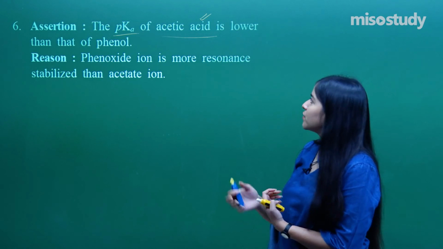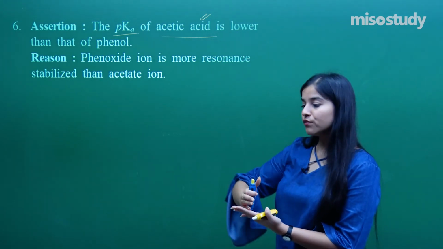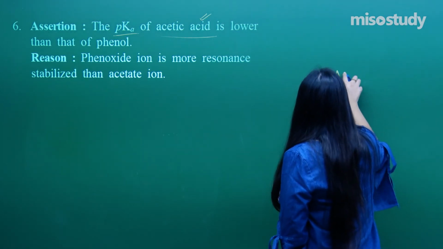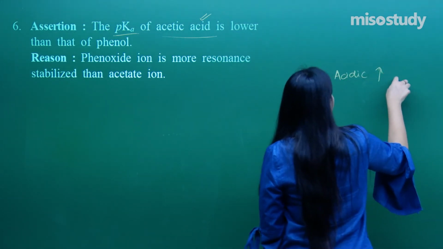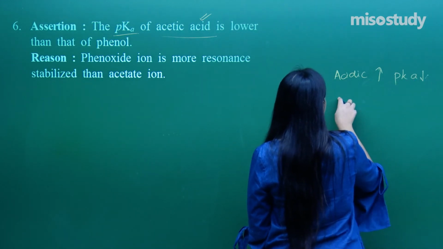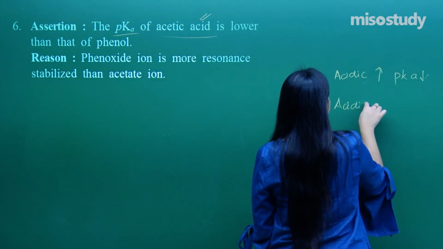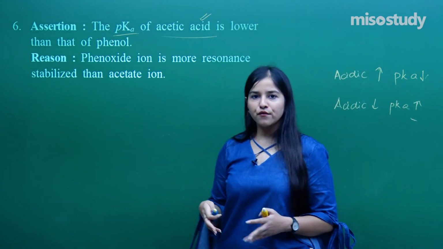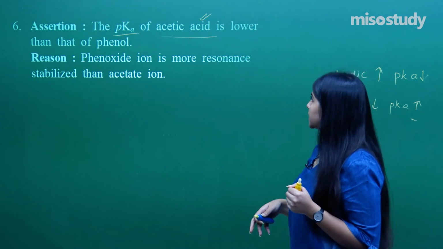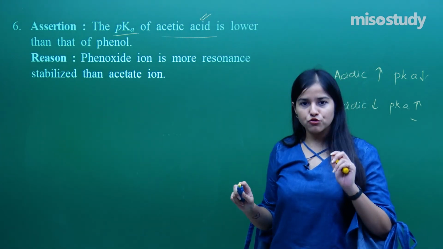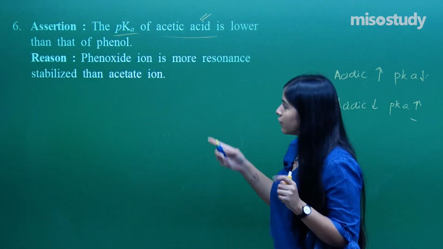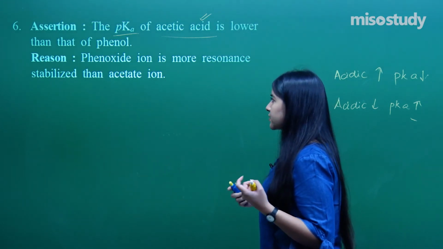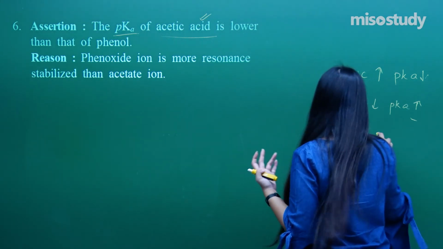So acetic acid will be more acidic, and the one which is more acidic has the lower pKa value. Always remember, something that is more acidic will have a lower pKa value, and something that is less acidic will have a higher pKa value, right? That is how it goes, fine. So what you observe over here is, they are telling you the truth in statement 1. Now come on to the reason. Phenoxide ion is more resonance stabilized than acetate ion. Is it so? Let's see.